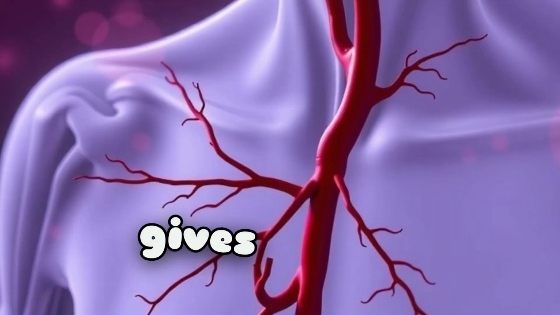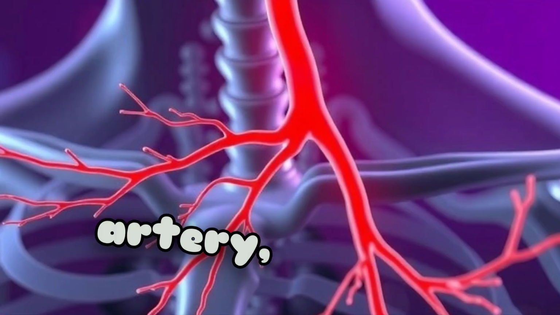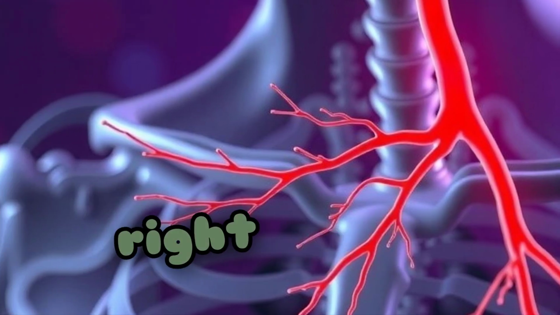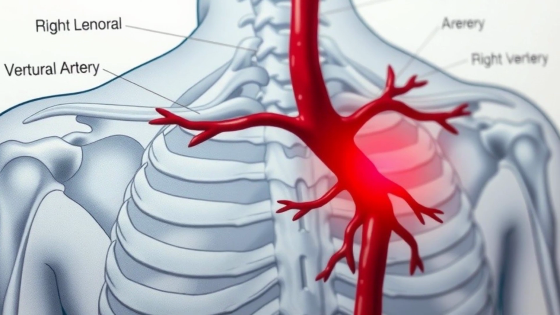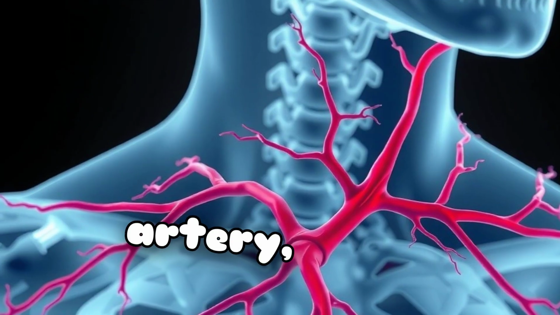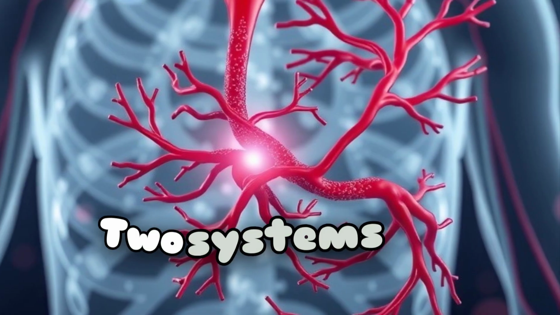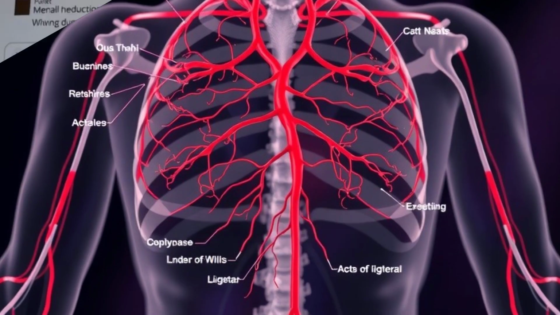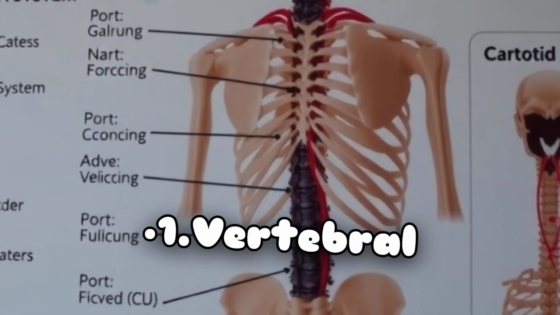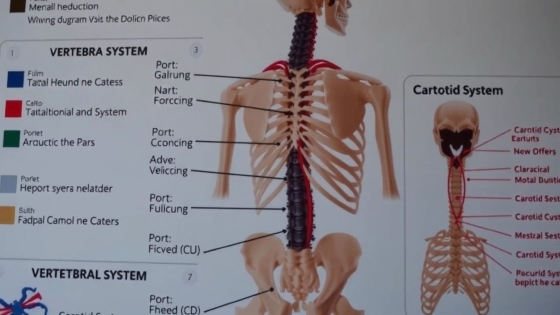The aorta gives off the following branches. Right subclavian artery, which in turn gives the right common carotid and right vertebral arteries. The left subclavian artery, which gives the left vertebral artery. Two systems are participating in the formation of the circle of Willis. 1. Vertebral system. 2. Carotid system.